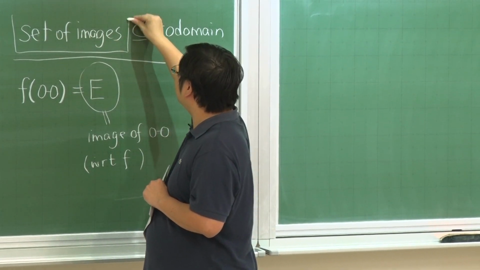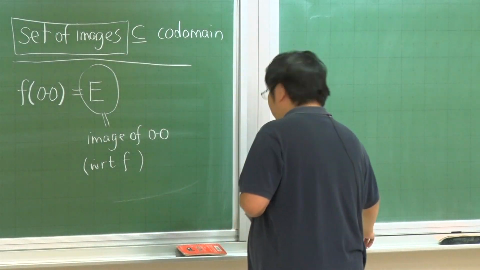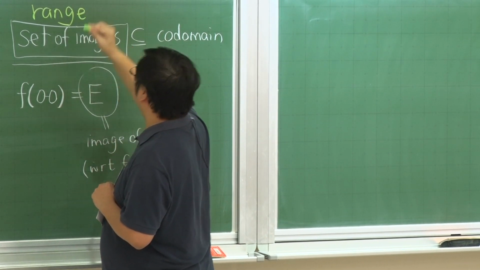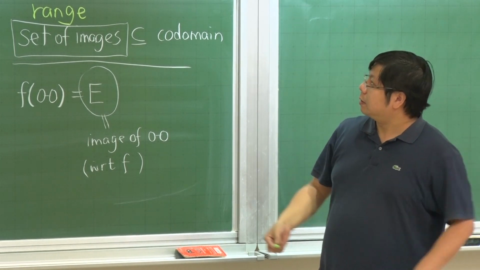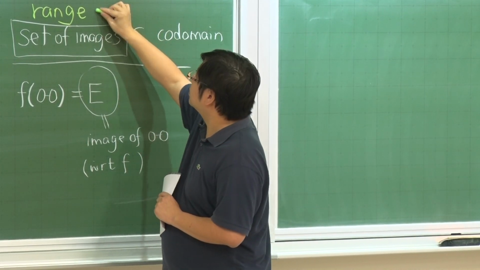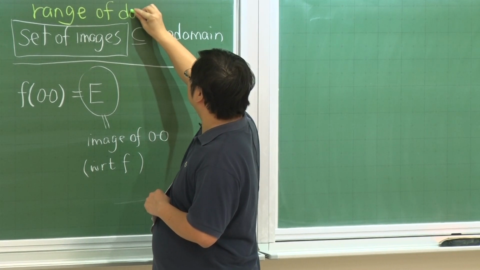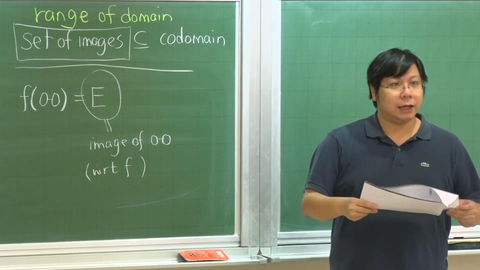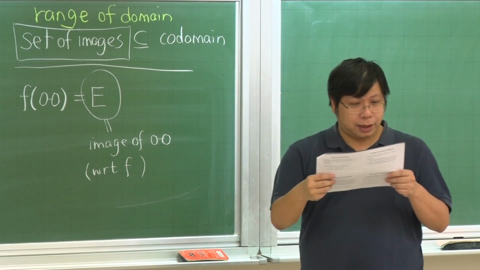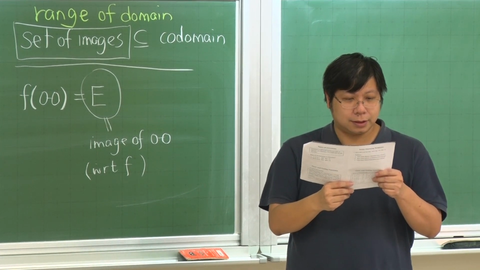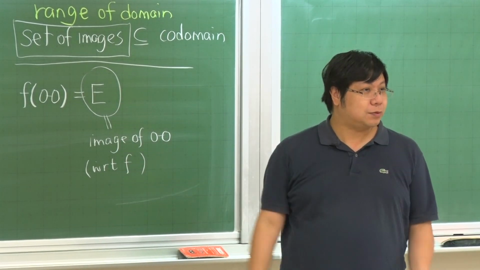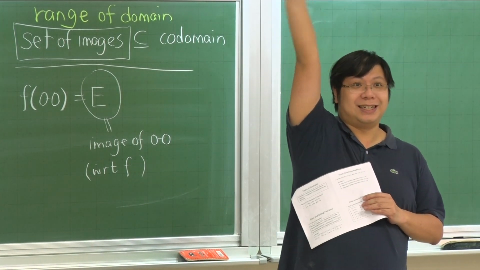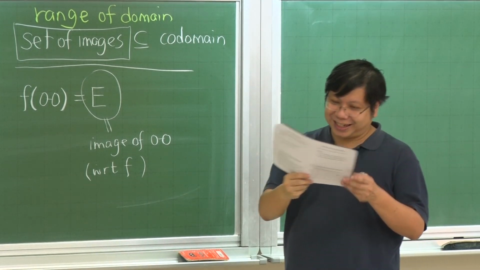And then we give it a name. This set of images has a name. We call it the range. Is that okay? It is the range of the domain. So these are only definitions, but if you are okay with all the descriptions so far, could you please raise your hand? Okay, good, excellent.